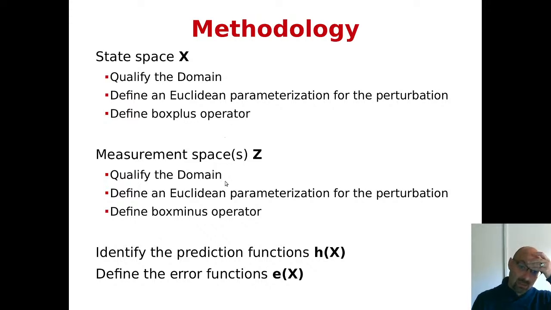Once again, remember that the measurement space could be a complicated thing, could involve transformations and whatever. First of all, you qualify the domain, same as you have done for the state space. Then you define an Euclidean parameterization for the perturbation, so how an object of this domain can be moved, right? And then you define a box minus operator. So given two objects of this domain, how do I determine the set of minimal motions that bring one onto the other?